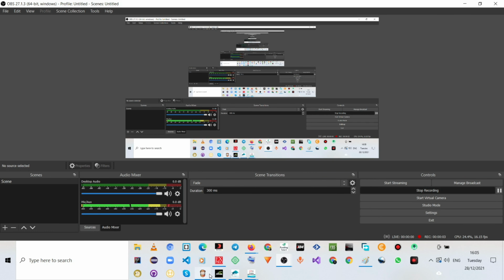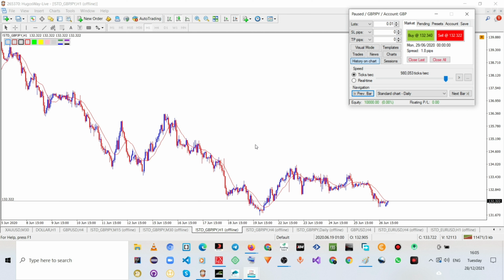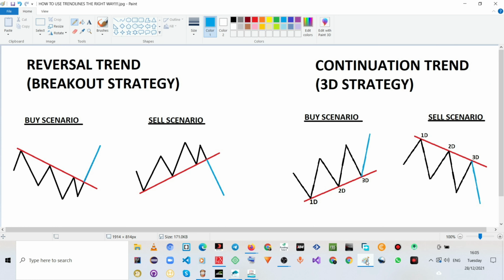Welcome to today's video. In today's video, I'm going to be showing you guys how to trade using the trend lines the correct way. So basically, I'm going to open what I prepared for you right here. So this is a chart that I drew up.